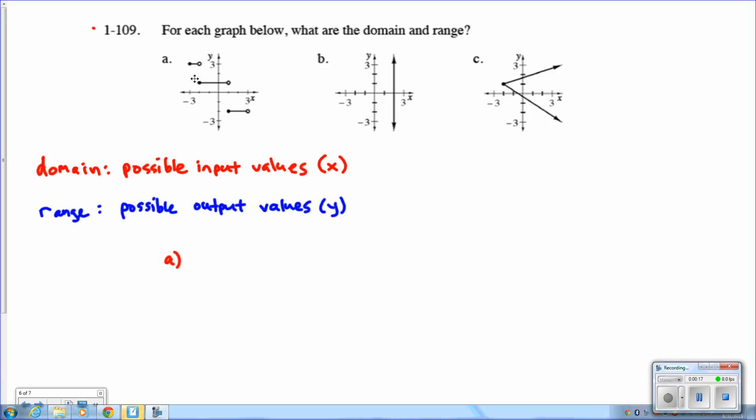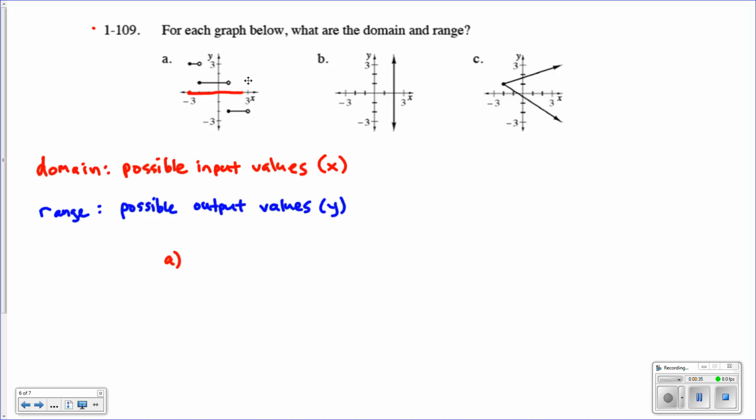When we look here at letter A, we see that we have a point above -3, and that graph extends to the right, and we have an open circle, but below it we have another closed circle. So this is going to continue along here with no breaks until we get to +3, which looks like we have an open circle there. So our domain is going to go from -3 to +3 and not include +3.